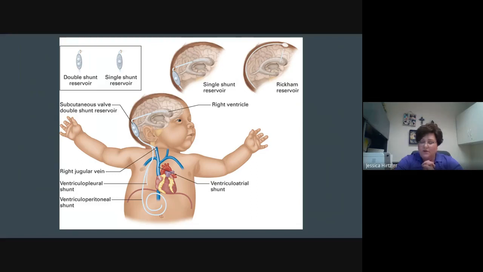Shunts can also become infected. If this is the case, the patient will complain of headaches and have fever. When assessing this patient, you want to support any depressed or lost functions of their ABCs. There's not a whole lot we can do. There's really nothing we can do if these shunts do become occluded. We're just going to provide supportive care of their airway, breathing, and circulation.